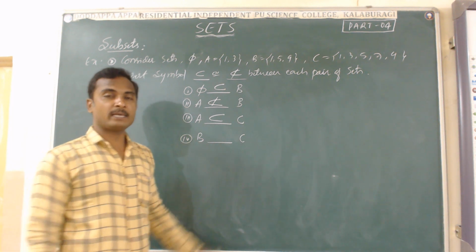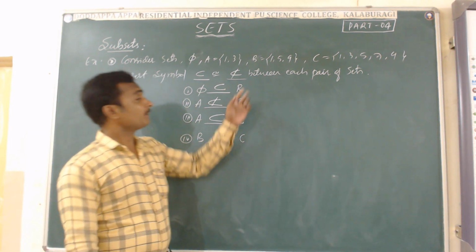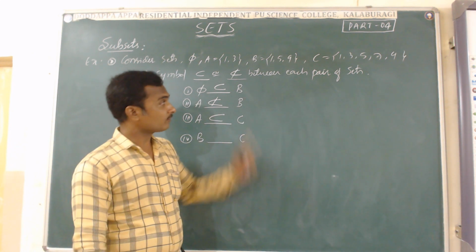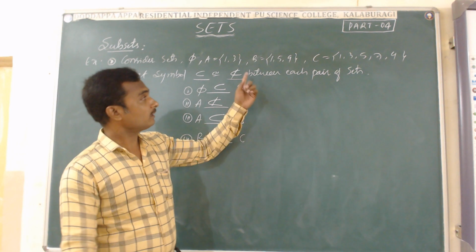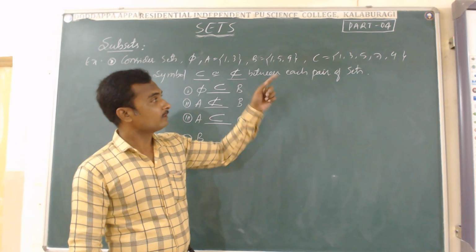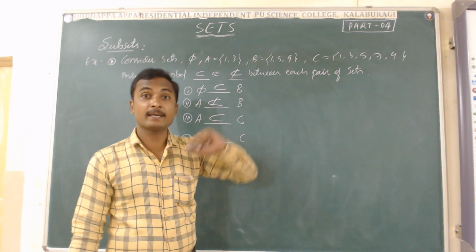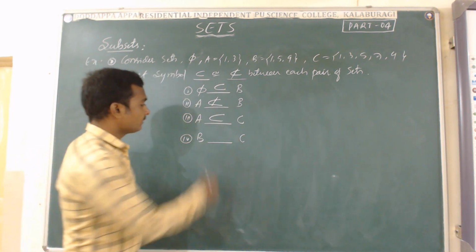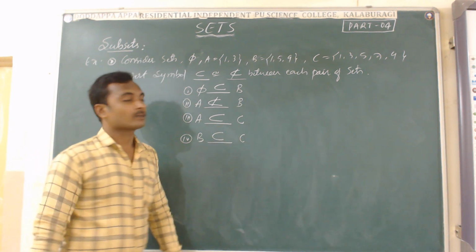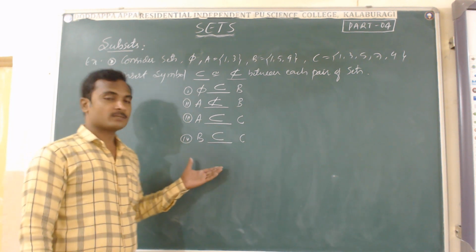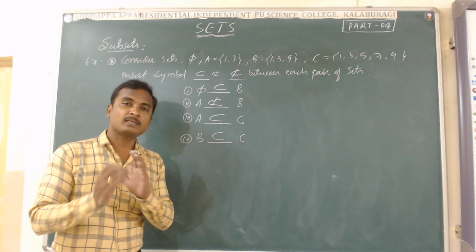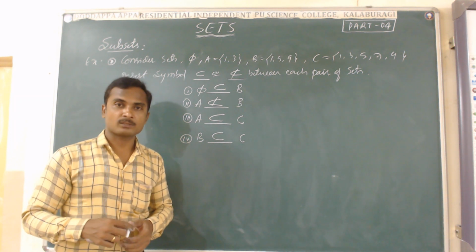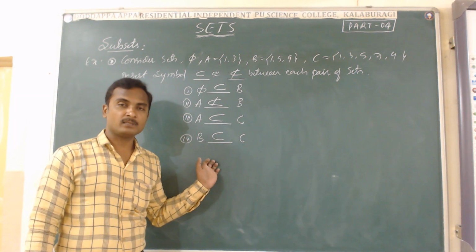B and C, you can see B and C. The elements of B are 1, 5, 9. The elements of C are 1, 3, 5, 7, 9. 1 is present in C, 5 is present in C, 9 is present in C. It means the elements of the set B are present in C. B is a subset of C. So in this way, one must be able to find whether, between a pair of sets, one set is a subset of the other or not, right? So understand this concept carefully and practice.